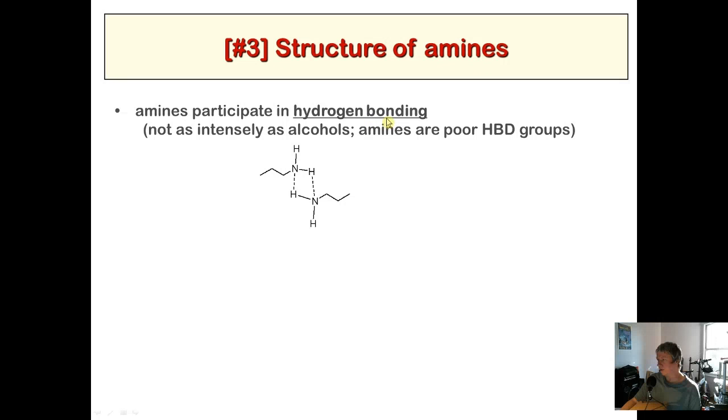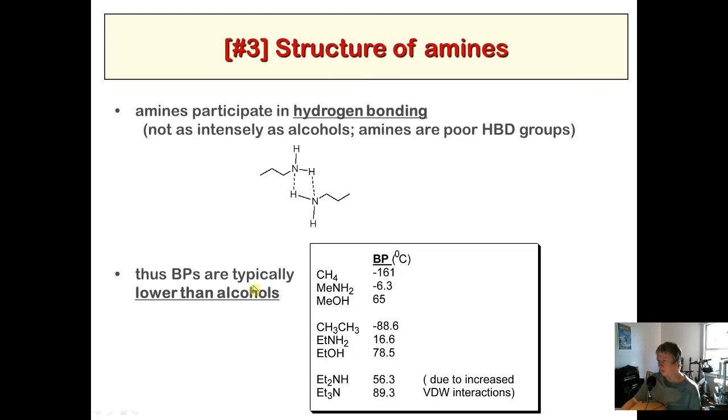Amines participate in hydrogen bonding, but not quite like alcohols. They don't like to give away their protons, because the protons are very non-acidic. They don't like to give them away, but there is a little bit of hydrogen bonding, even though they're poor hydrogen bond donors. So the boiling points are typically lower than alcohols. If we consider methane versus methanol, methanol is 65, and methylamine is kind of in between. So the amines have an in-between boiling point.